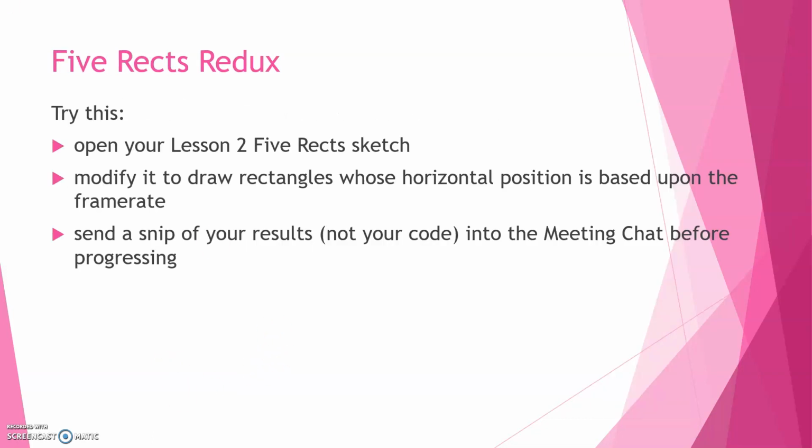After that, I want you to open up your P5 Rex program that you did in lesson 2, and I want you to modify it to draw rectangles whose horizontal, sideways, X, is based upon the frame rate. When you've got that done, send a snip of your results, not your code, into the meeting chat, and then you can continue.